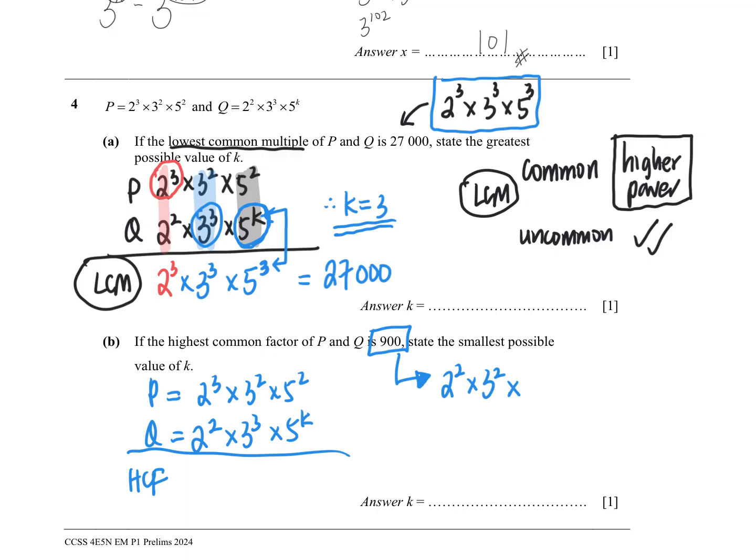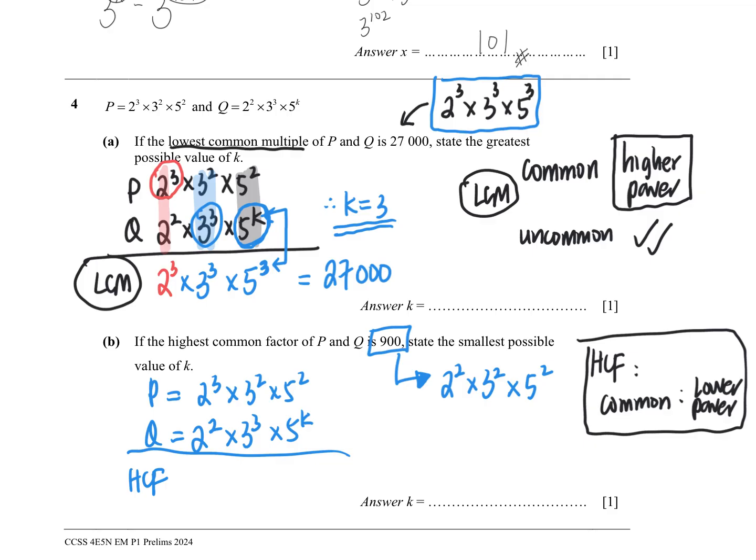900 divided by 2 square, divided by 3 square, 25 square. Okay, so this is the prime factorization. For HCF, take note of what you should do: you will only take the common ones with the lower power. The rest, we are not interested in.